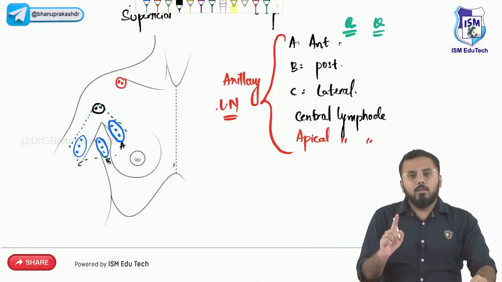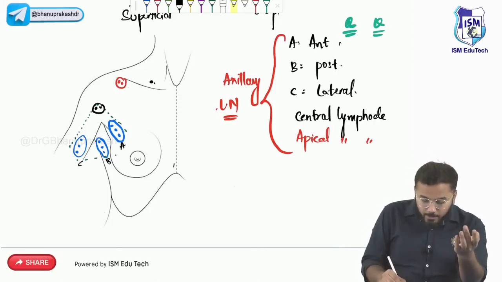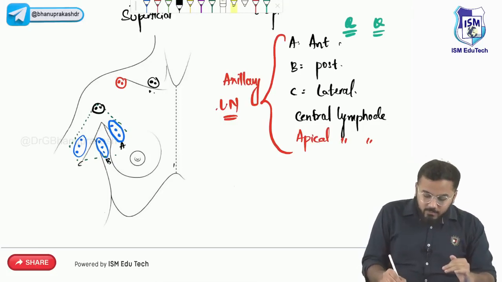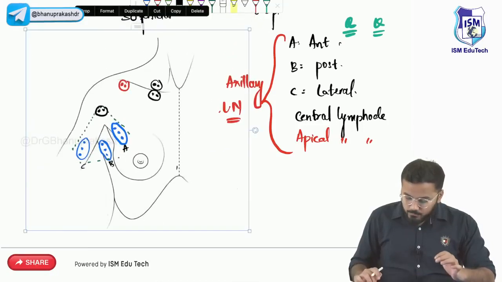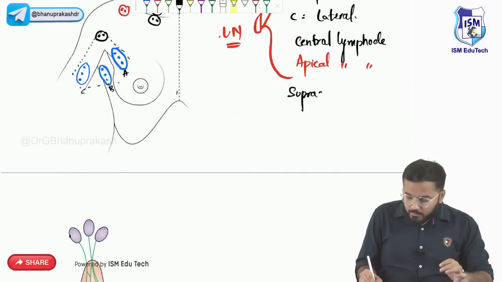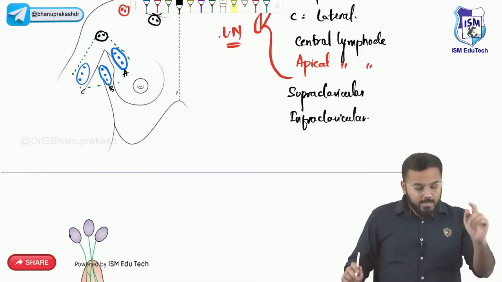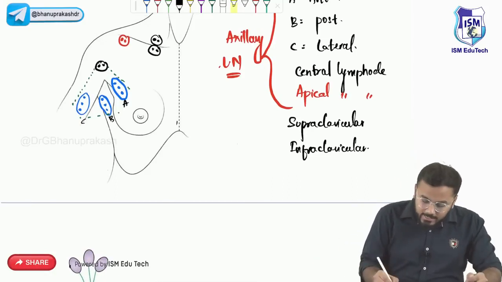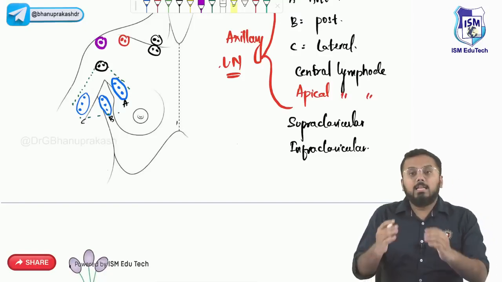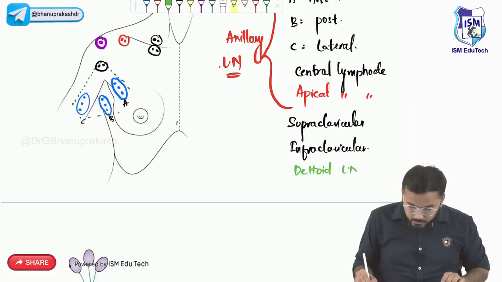Next important thing is that you even have a lymph node one above the clavicle and one below the clavicle. If there is a lymph node above the clavicle, you call it supraclavicular. If there is a lymph node below the clavicle, you call it infraclavicular. So we even have supraclavicular, and we even have infraclavicular, right? Next, we have one lymph node here on the deltoid region. Exactly here on the deltoid region, we have a lymph node. This is called the deltoid lymph node.